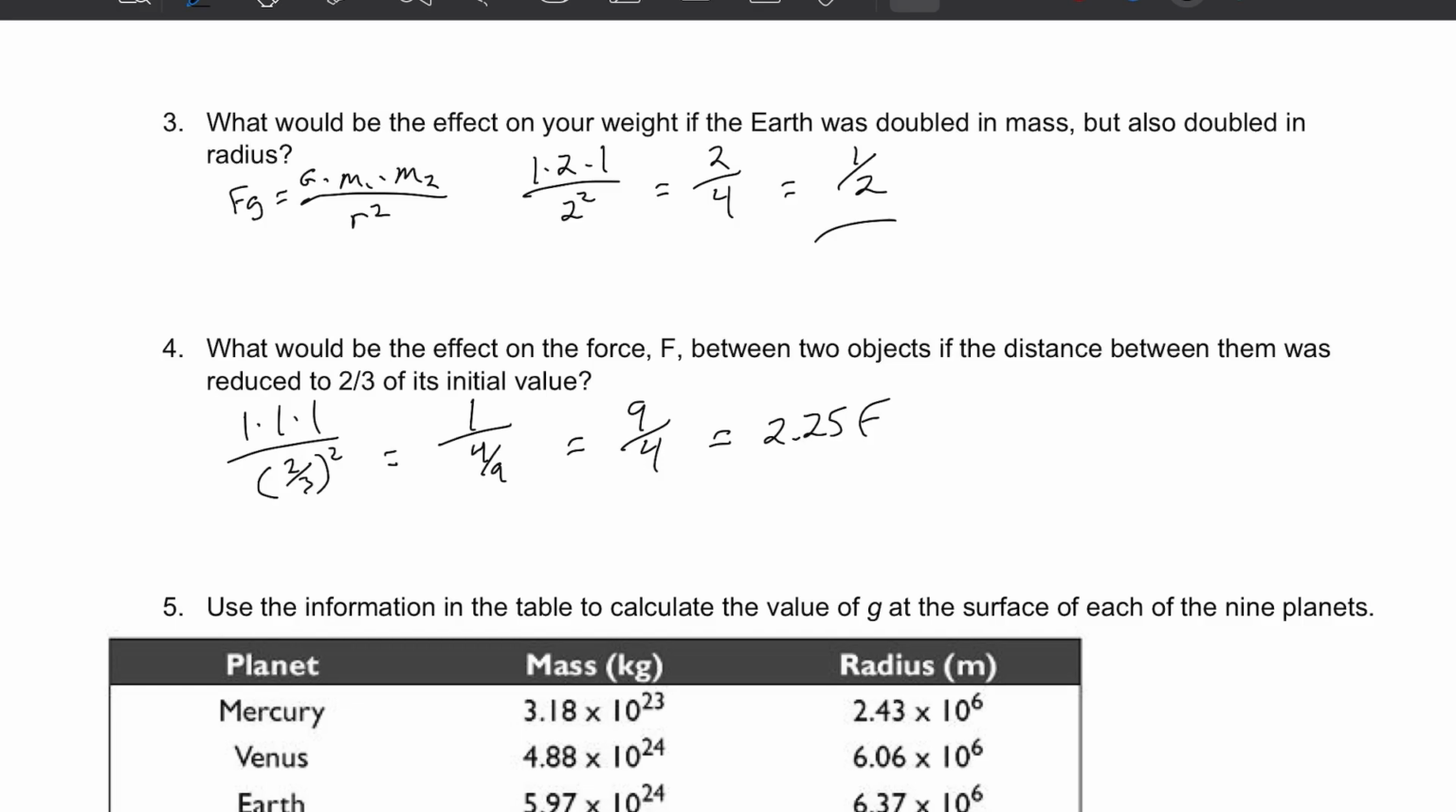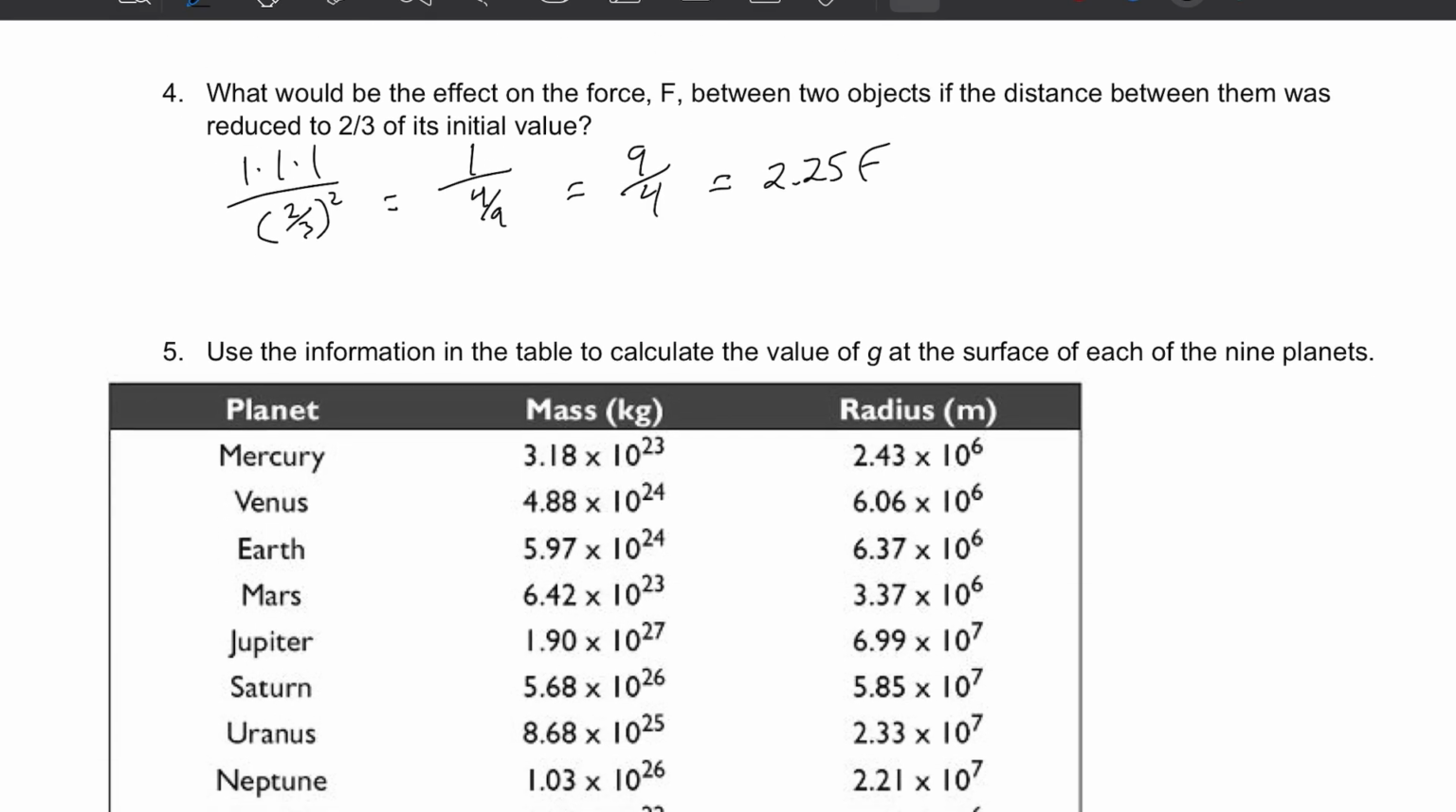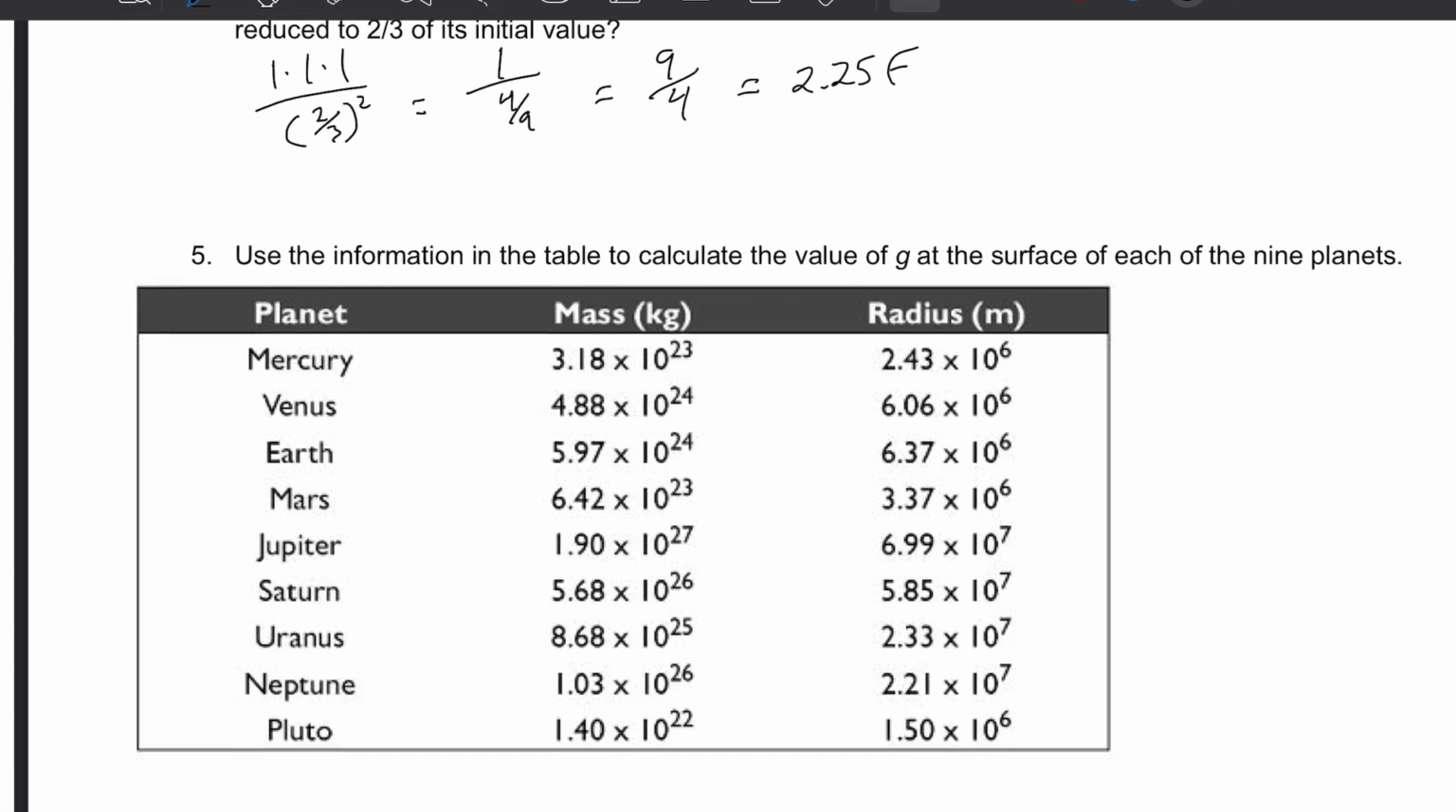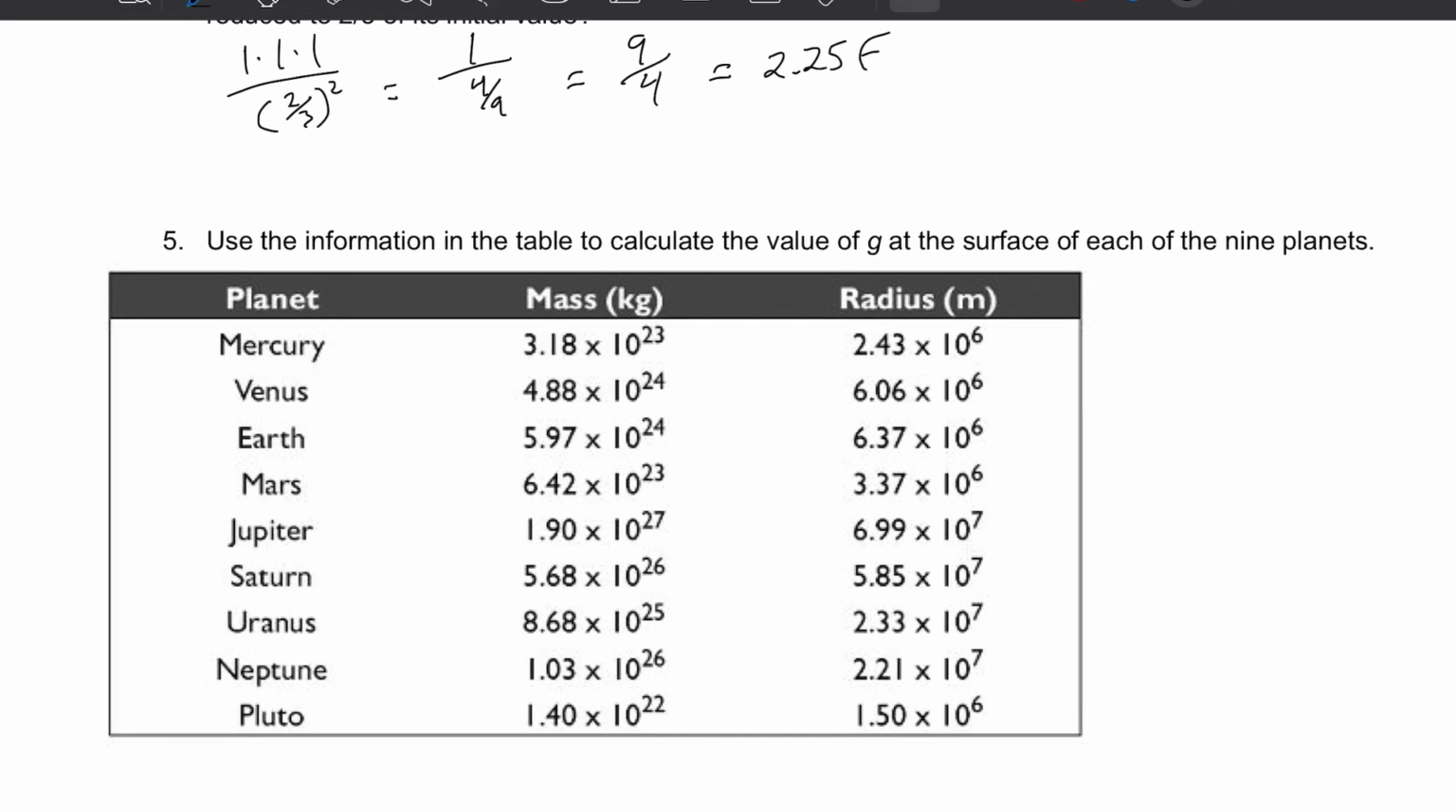times the force. For number 5, we want to go ahead and calculate all the accelerations of gravity for all the planets. So we're going to take our 6.67 times 10 to the minus 11, multiply by the mass they give us, and then divide by the radius they give us squared. So for Mercury, it'd be 6.67 times 10 to the minus 11 times 3.18 times 10 to the 23rd, and then divide by 2.43 times 10 to the 6 squared. So I'm going to go ahead and calculate them all really quickly, and then just check my calculations against yours.